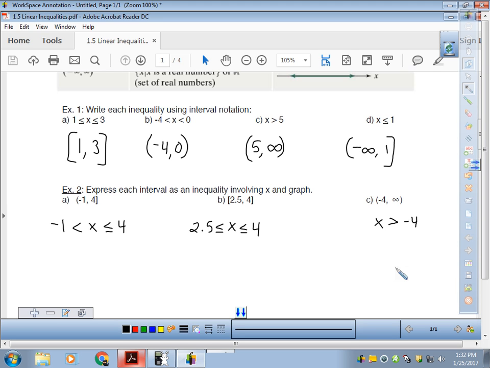Now, why are we talking about all this notation stuff? Well, in 1.5 today, we're going to be solving linear inequalities, which means we're going to get inequalities like this. And so it's convenient for us to be able to write the answer in interval notation, to be able to put it into the computer or type it or whatever.